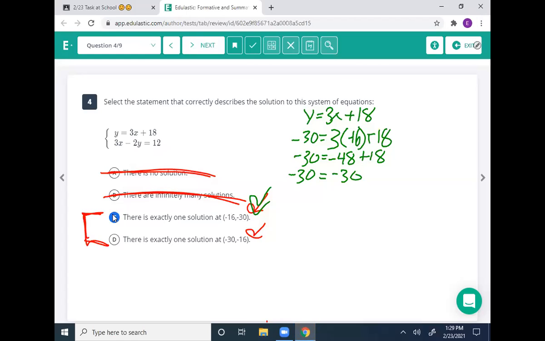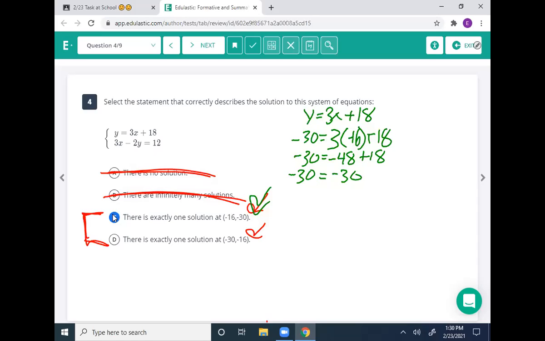If you plug it in and it's not true, like 15 is equal to 20, that's not going to be the solution. That's not going to be the one that you choose. So make sure that tomorrow when you're looking at these, you're plugging these ordered pairs in. Does it make a true solution, yes or no?